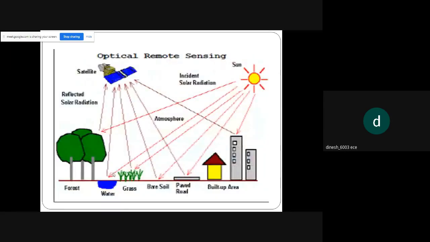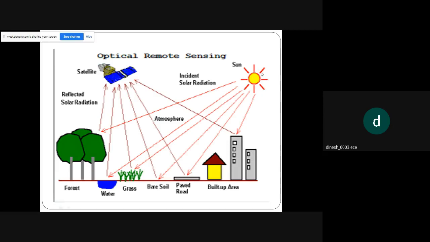Example of an optical remote sensor. For optical remote sensing, we require source energy as sun. So probably in daylight or in daytime, this optical remote sensing is used very drastically and it gives more efficiency. Whereas during nighttime, this optical remote sensing fails because there is no source of light at all.